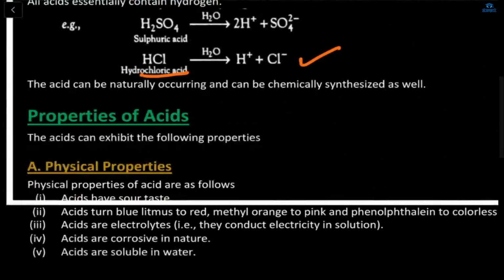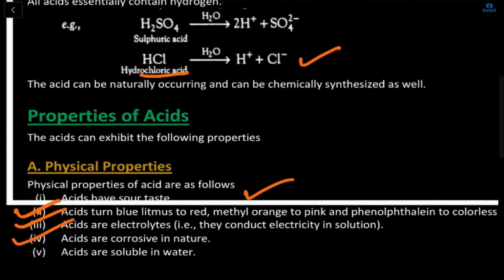Acid has a sour taste. Acid turns blue litmus to red. Acids are electrolytes. Acids are corrosive in nature and acids are soluble in water, right? So what about base? Is base soluble in water or not? It is soluble. And base turns which litmus color to which color?